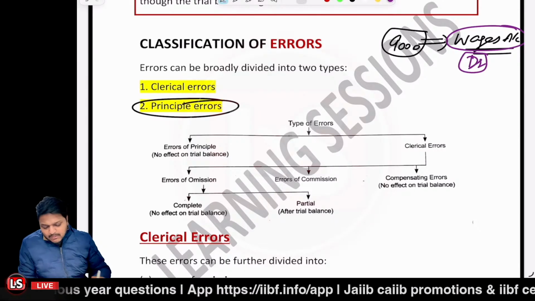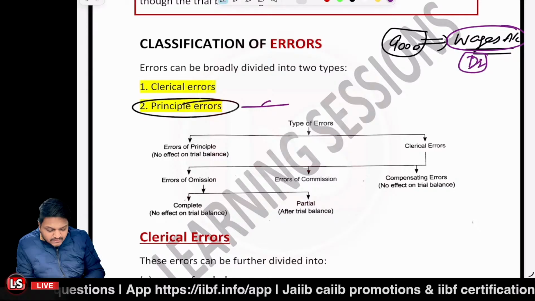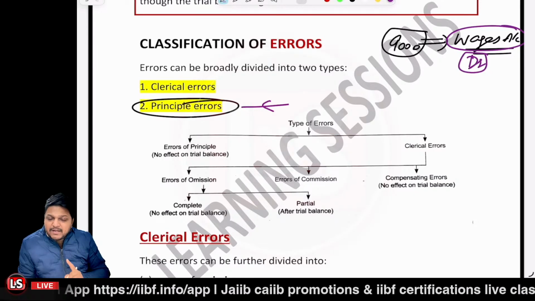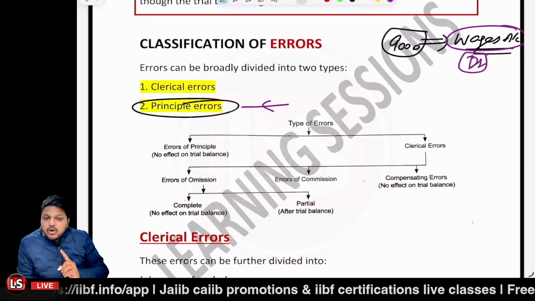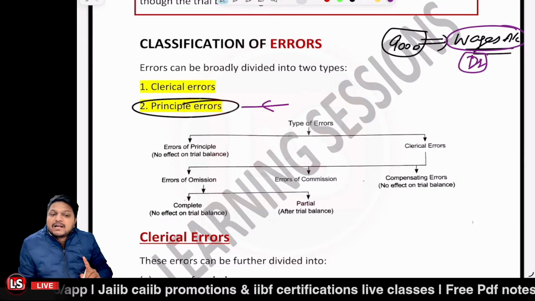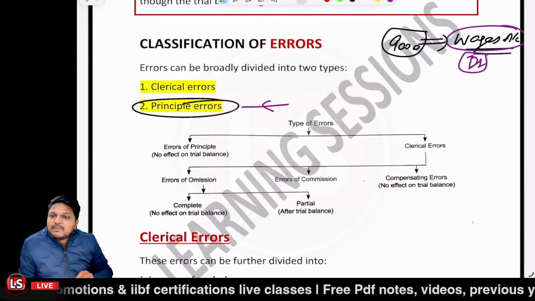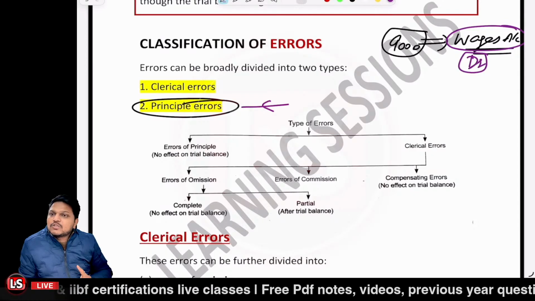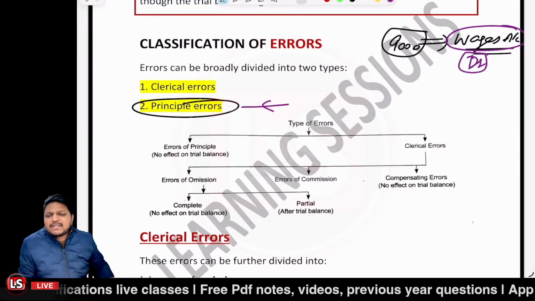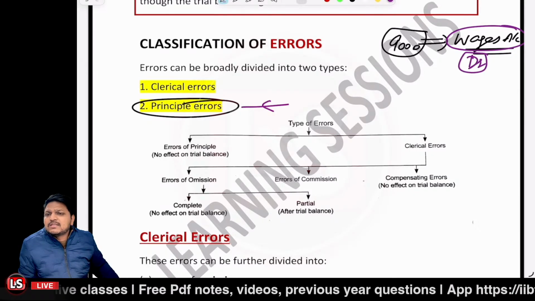So when we are talking about principle errors, kindly pay attention: it is not going to affect the agreement of the trial balance. It is not going to affect the agreement of the trial balance. Is that clear so far? Kindly confirm yes or no. Are you clear with this?